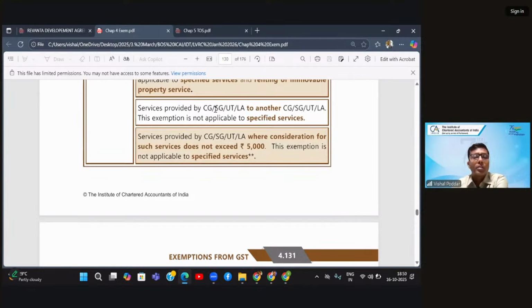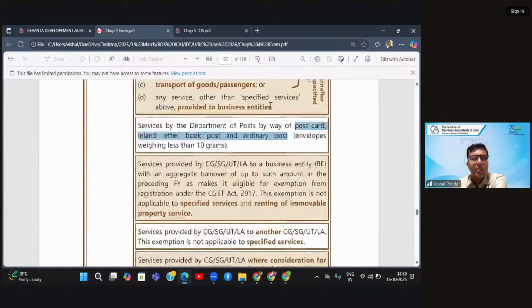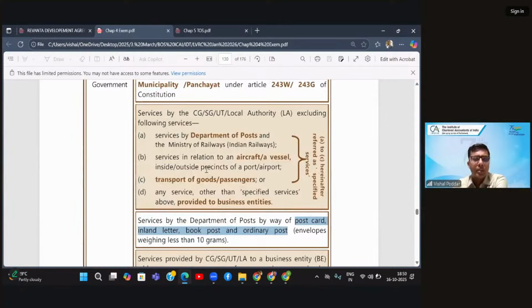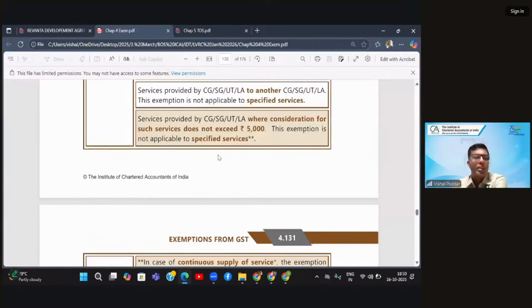Now, services provided by central government, etc., to another central government, state government. So, in short, one government entity providing services to another will be exempt. However, above ABC will be taxable. See, these ABC are specified services. These remain taxable always. We are talking about exemption for other than these.